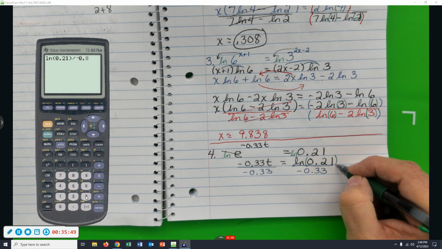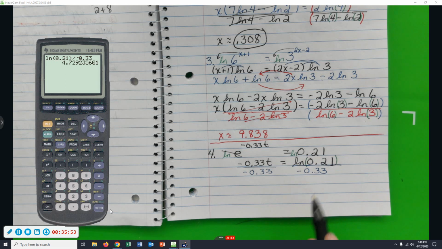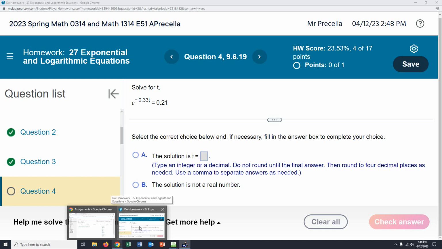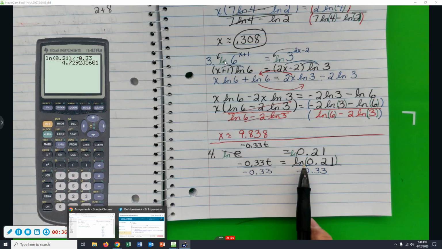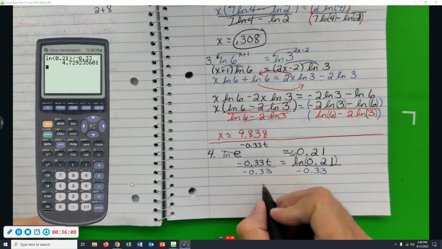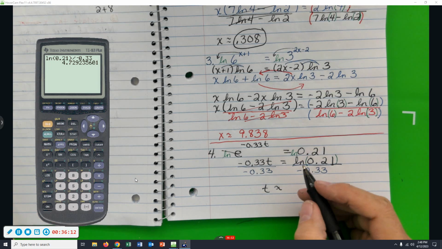So you've got to close the parentheses. Okay, when you hit ln on your calculator, it opened the parentheses. Oh, well, how do they want it rounded? 4 decimal places? Oh, okay. So let's see, t, rounding to 4 decimal places.